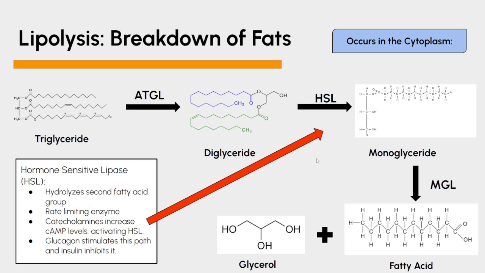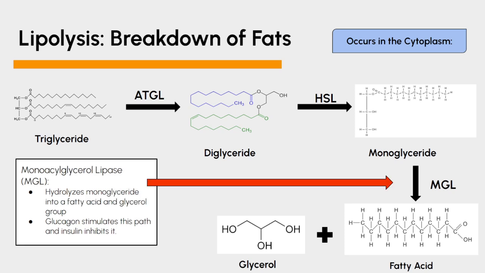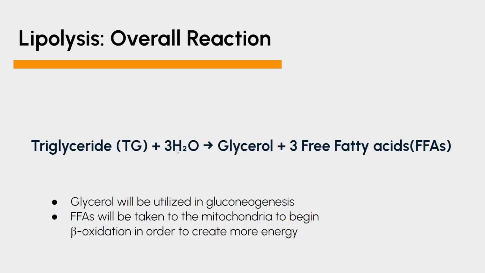HSL, or hormone-sensitive lipase, hydrolyzes the second fatty acid group and acts as a rate-limiting enzyme. Glucagon also stimulates this path. MGL, or monoacylglycerol lipase, will hydrolyze the monoglyceride into a fatty acid and glycerol group, once again being stimulated by glucagon. Here is the overall lipolysis reaction resulting in 3 free fatty acids. The 3 free fatty acids, or FFAs, are taken to the mitochondria to begin beta oxidation.